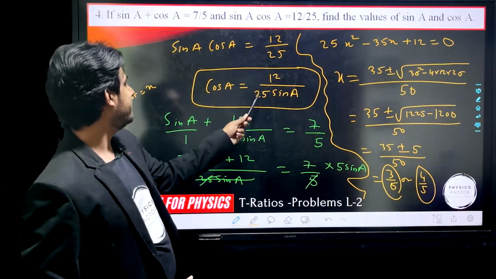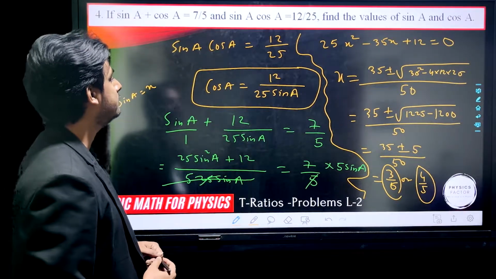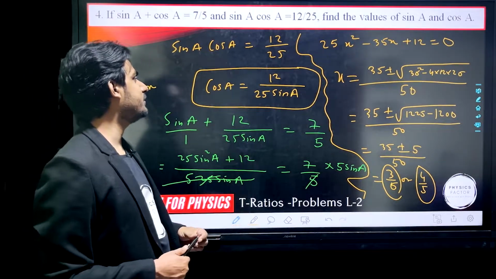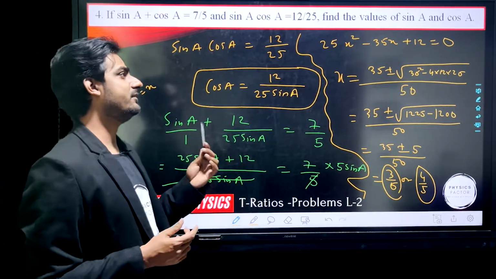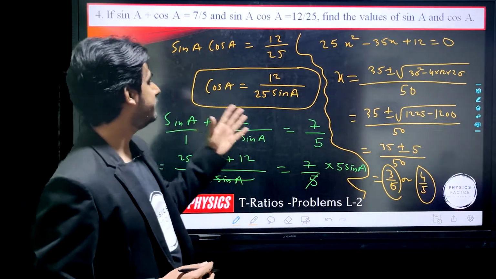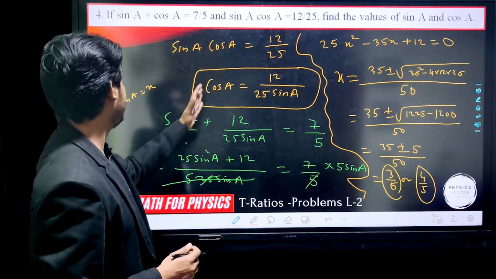You can substitute it here to get the value of cos A. So two values of cos A are also possible and two values of sine A are also possible. So there will be a pair of two values of sine A and cos A. So corresponding to both values, let's calculate the value of cos A.